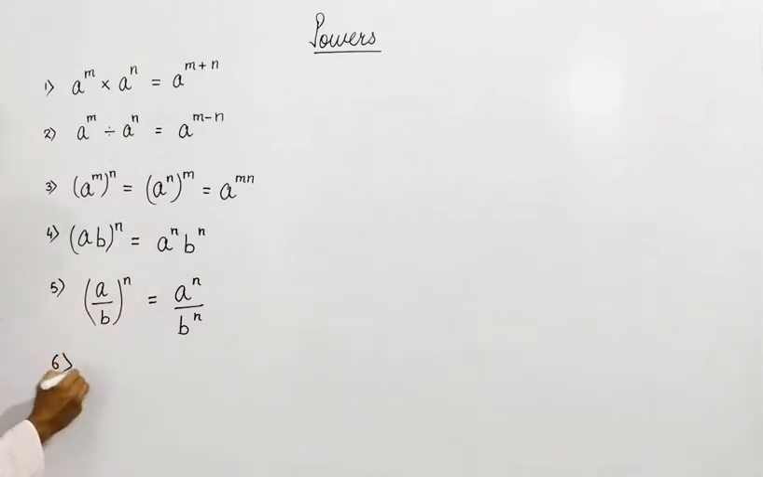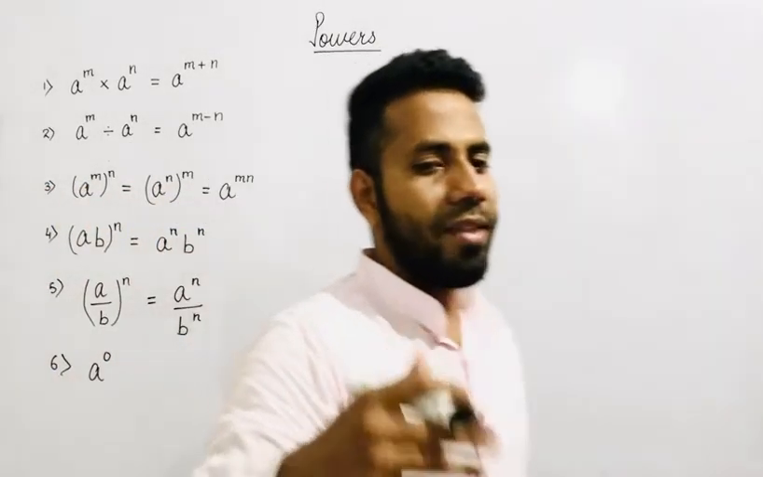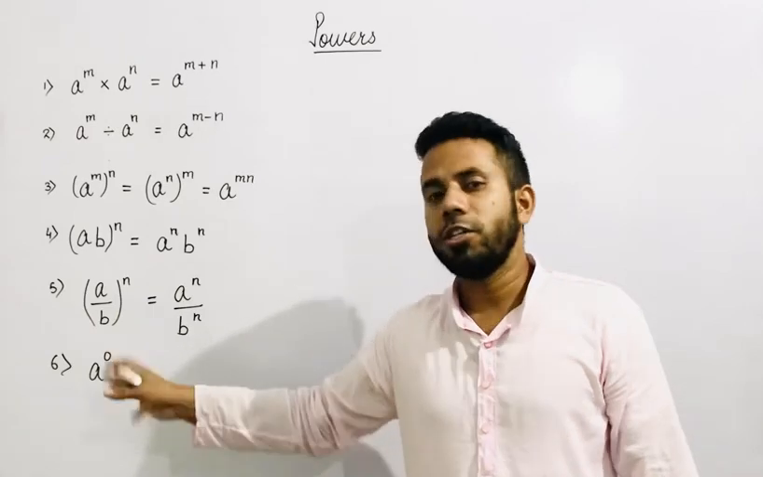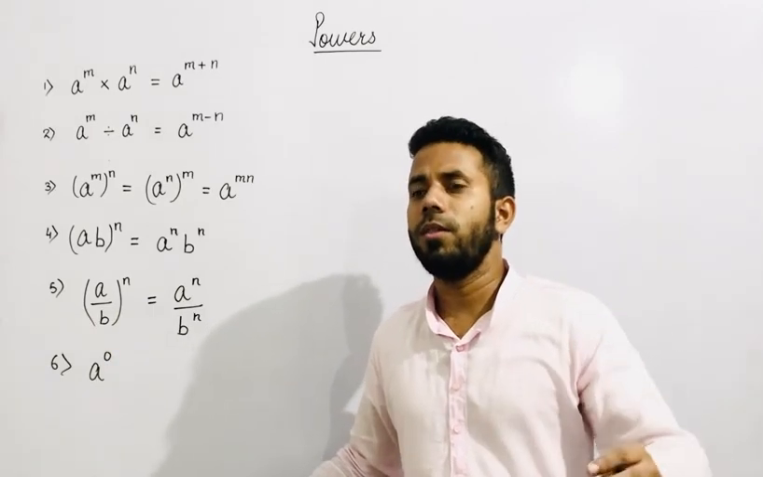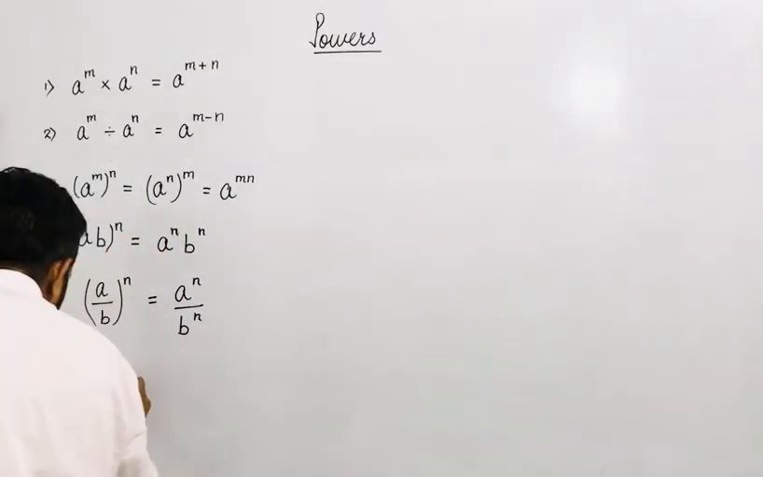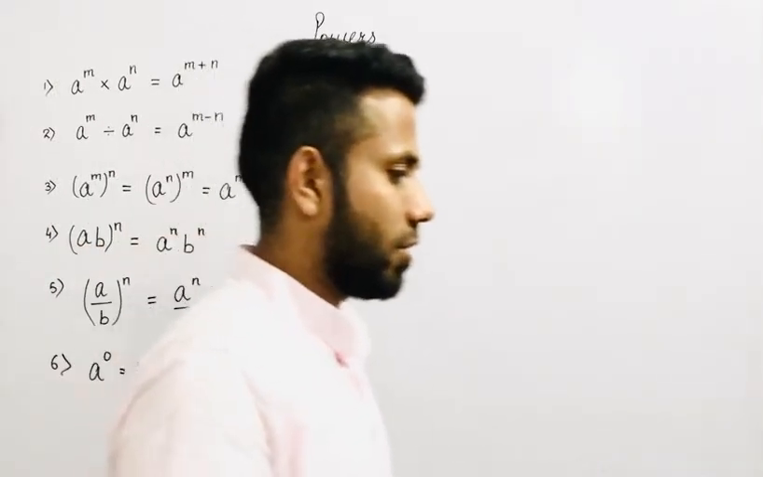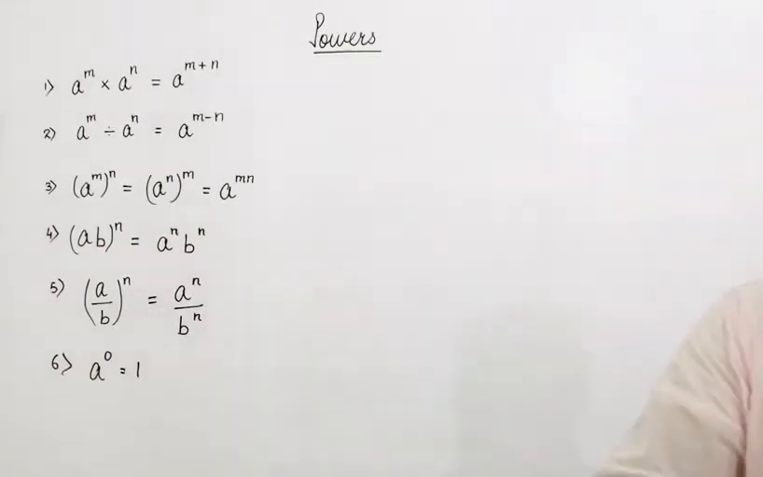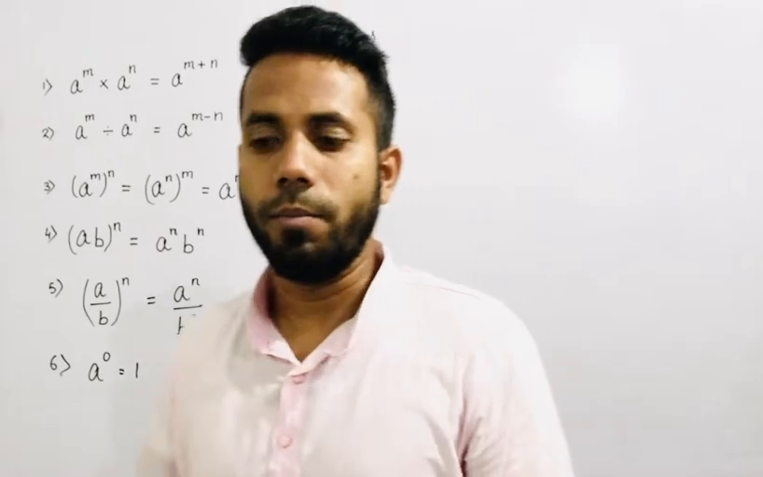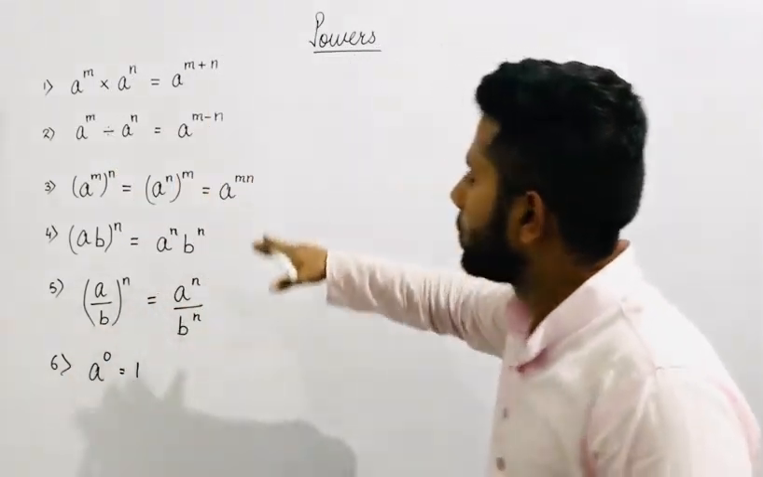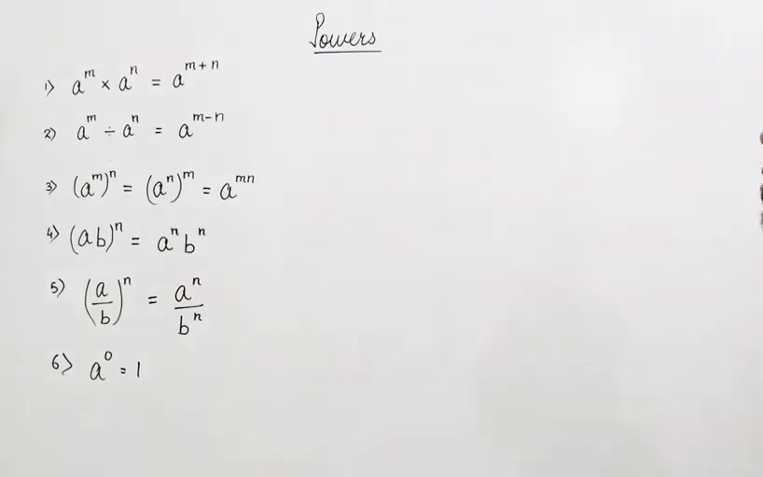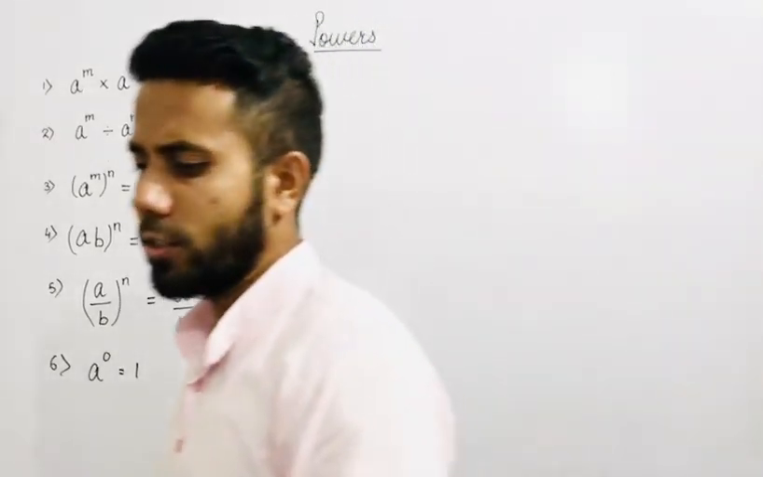And the last, a to the power 0. Anything except 0 that is raised to the power 0, any number, any constant, any variable raised to the power 0 will give you 1. For example, x raised to the power 0 is 1, 2 raised to the power 0 is 1. But remember, 0 raised to the power 0 cannot be written as 1. So these are some basic formulas that we will utilize when we go deep into the chapters. Let us start with an easy example.